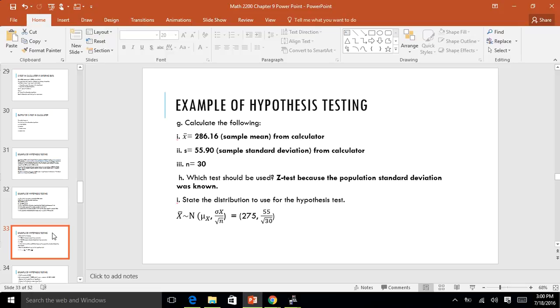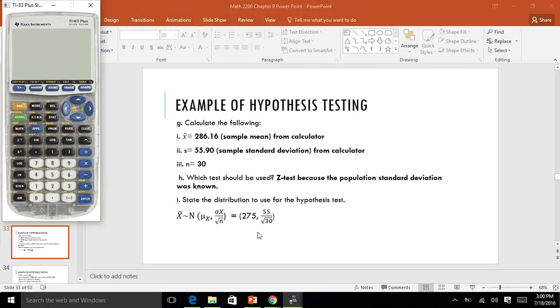Sample mean, sample standard deviation, and N equals 30. So let me show you how I can do that. So I've got my data in. Let me go here and I'll show you again. See, I've got all my data in, and I've got all 30 values.